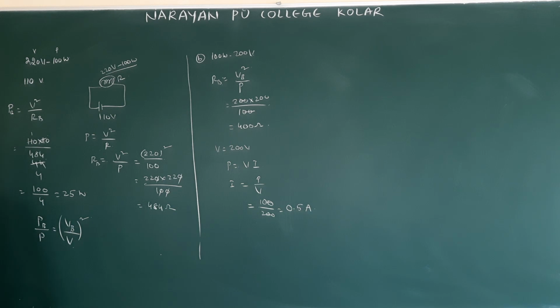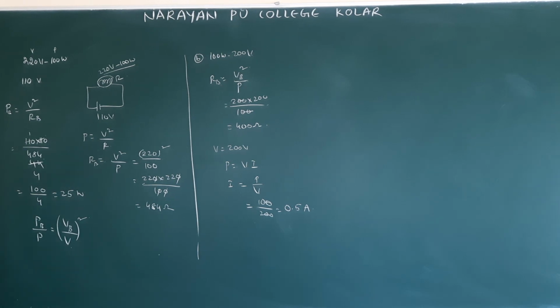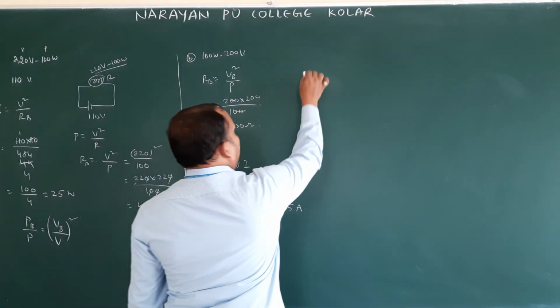That is option 2. The third option they give is the power consumed when the bulb is connected to a 100 volts line. So power consumed when the bulb is connected to 100 volts. Now the applied voltage, how much?